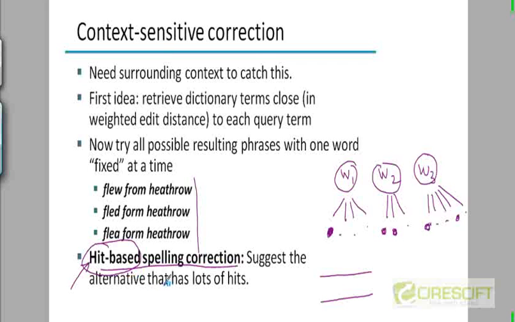Now, this hit-based spelling correction can be done in two ways. You could look at the number of hits for each of those suggestions in the corpus, as I just said. Alternatively, you could look at the number of hits for each of those spelling suggestions in the query logs. Okay, in the corpus, and the second possibility is in the query logs.